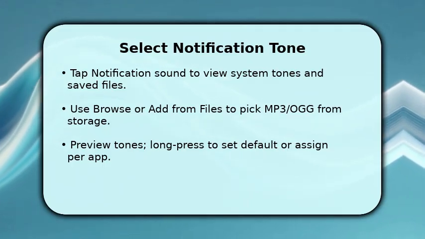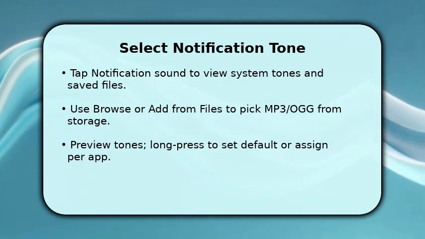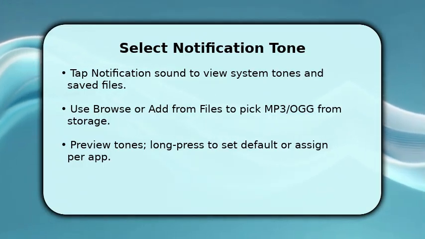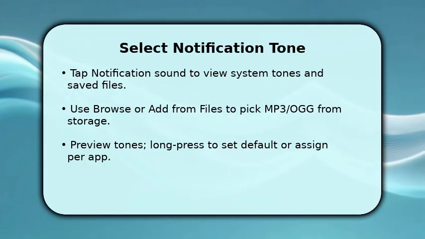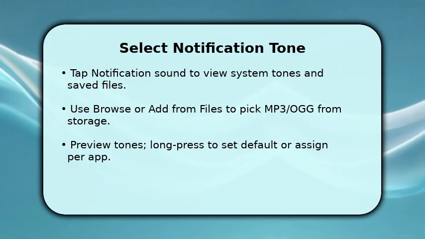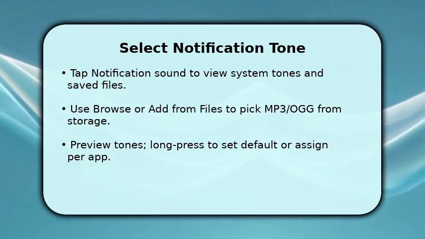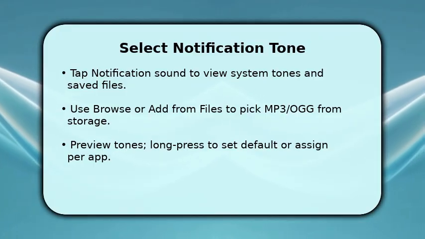Once the list appears, preview items by tapping them so you hear how loud and clear they are. If you prefer a custom file, choose Browse or Add and navigate to your MP3/OGG in internal storage or downloads. After selecting a file, confirm Set as default. This replaces the system tone because Vivo saves your selection into user settings for now.